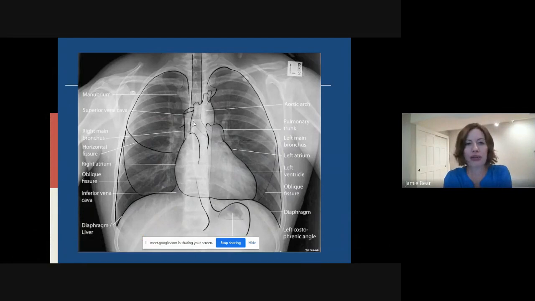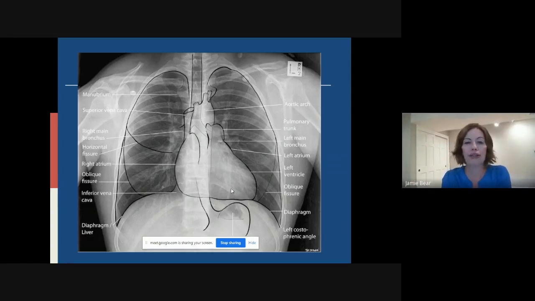So here's another good picture on a chest x-ray, and this just kind of outlines the normal anatomy of the heart. So here we can see our aortic arch, our superior vena cava. We should be able to see our pulmonary trunk right here on the side, our left ventricle, our right ventricle. So we're going to continue talking more about imaging throughout the program.